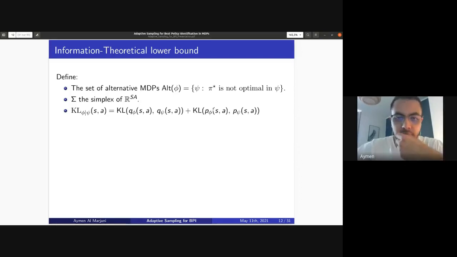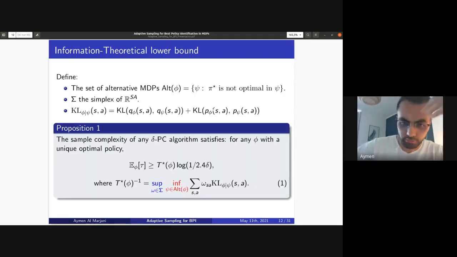And so using classical change of measure arguments, we develop our first lower bound for all delta probably correct algorithms. So our first result states that the expected sample complexity for any delta probably correct algorithm is something like log 1 over delta multiplied by characteristic time, where the characteristic time is a quantity that characterizes the hardness of the instance.